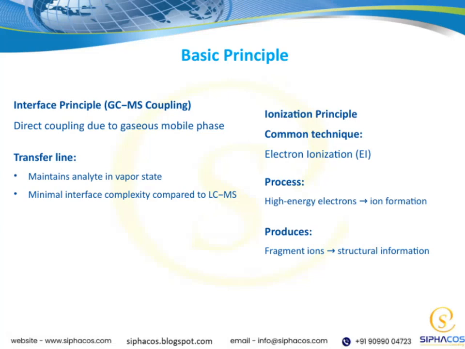On slide 5, we're diving into the ionization principle, which is fundamental to understanding how gas chromatography mass spectrometry works. A common technique here is electron ionization, or EI. In this process, high-energy electrons are used to ionize the analyte molecules. Essentially, these electrons collide with the molecules, knocking electrons off and creating positively charged ions. This ionization process is crucial because it allows us to detect and analyze the compounds based on these ions.